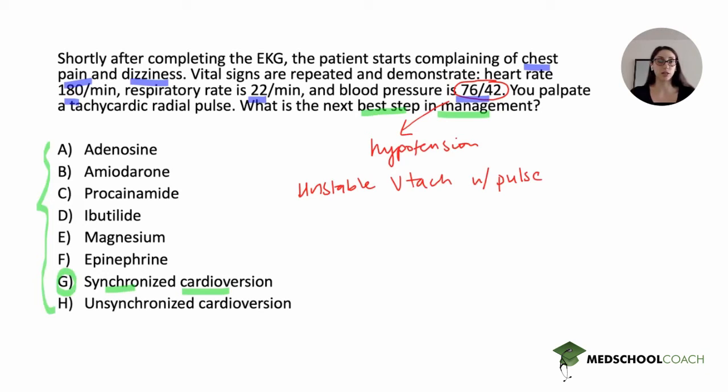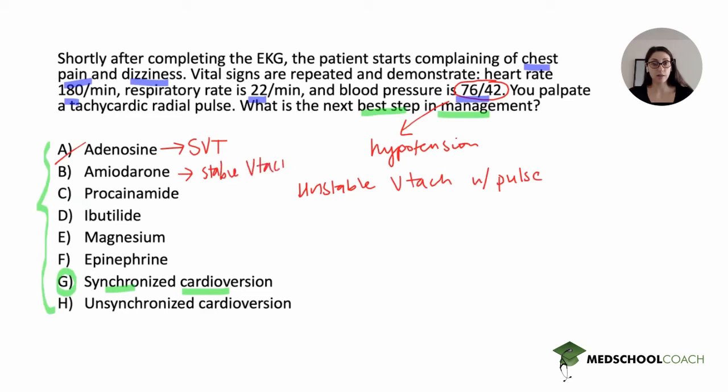So adenosine, answer choice A. This sounds familiar, especially in the setting of tachycardia, but this is the correct answer for stable SVT. So for stable SVT, you would use adenosine. So this is incorrect. Answer choice B, amiodarone. This is really close to being correct. Amiodarone would be the correct answer if this was stable VTAC. So this would be the first line antiarrhythmic for stable VTAC.